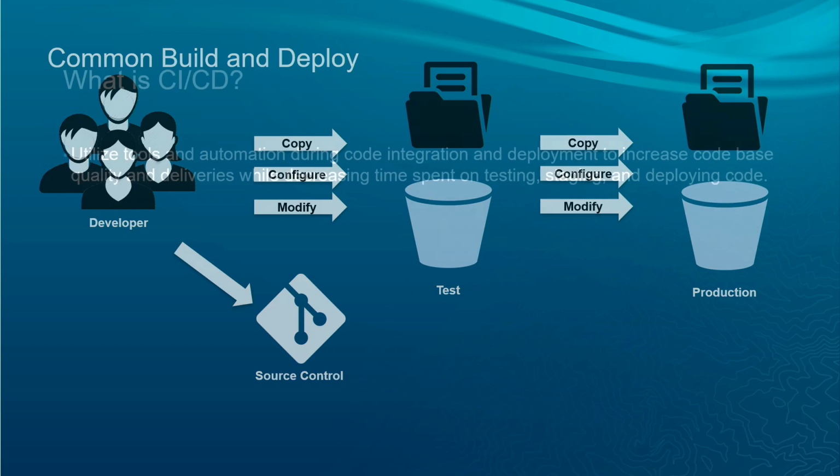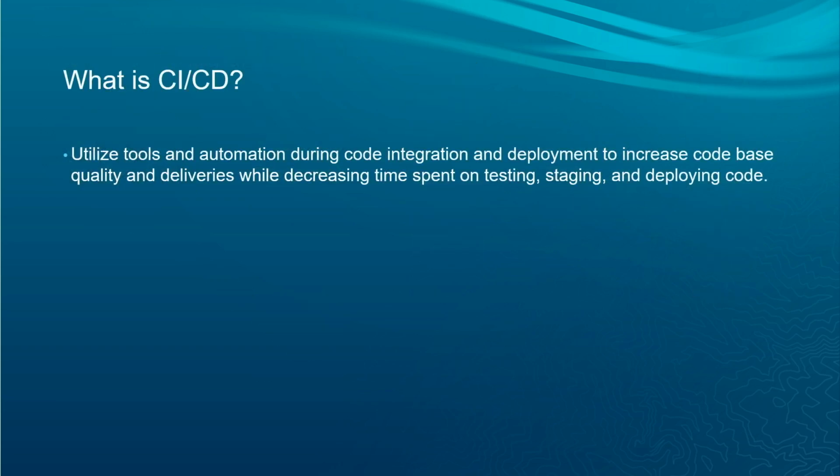Okay, so let's explore what CI/CD is, how it helps us, and how we get into a real-world example here. So CI/CD, we're going to use tools and automation during our code integration, development, and deployment, right, to increase our deliveries and our code quality and decrease the time that we spend doing that testing, that staging, that deployment of code. I mean, developers don't want to do all these activities all the time, right? Like we suffer through to get our art, if you will, out for the world, right? But we want to do what we love best. We want to develop.